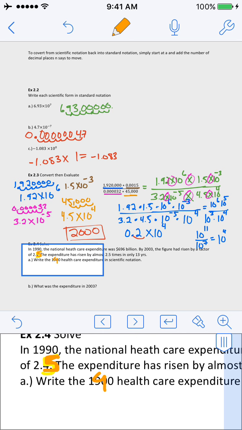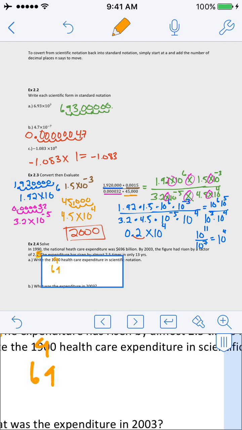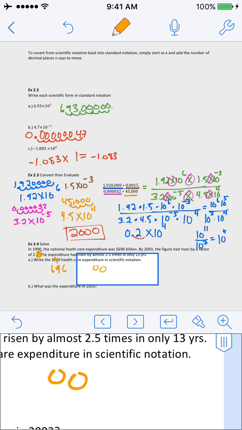1990. So the 1990 healthcare average was what? 696 billion, right? Sometimes you'll see it expressed that way. But we know that 696 billion has some zeros in it. Does anyone know how many zeros billion has? All right, let's count it out. So we've got 1, 2, 3.